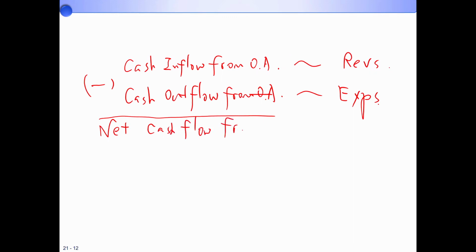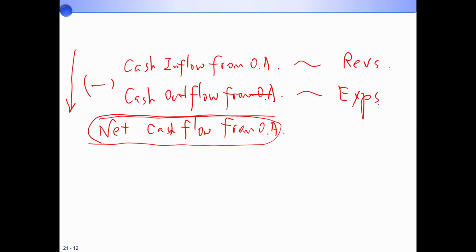From operating activity, let's just talk about operating. So this difference between them, we get the net cash flow from operating. That's why we talk about the direct method. In the direct method, you list all of the cash inflow from operating and all of the cash outflow from operating, then you calculate the net cash flow from operating. This is called the direct method. So you go this way to calculate this number, the net cash flow.